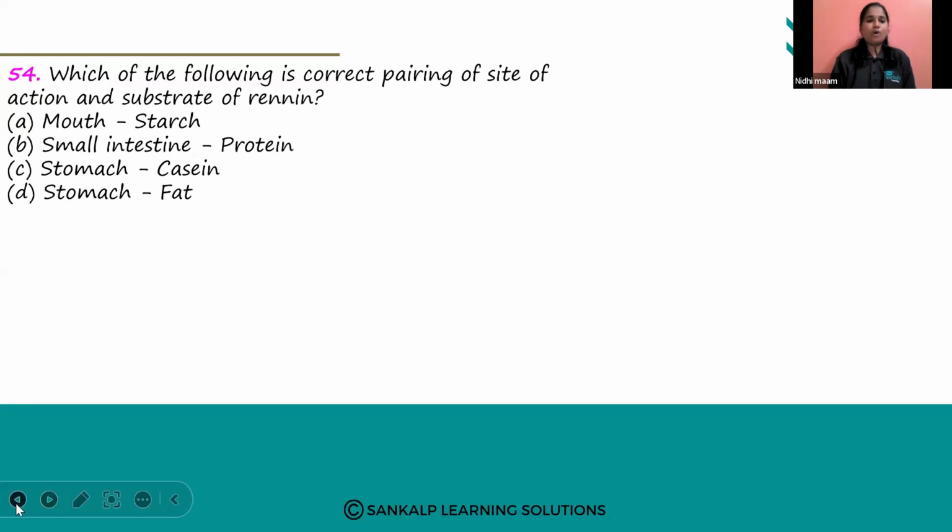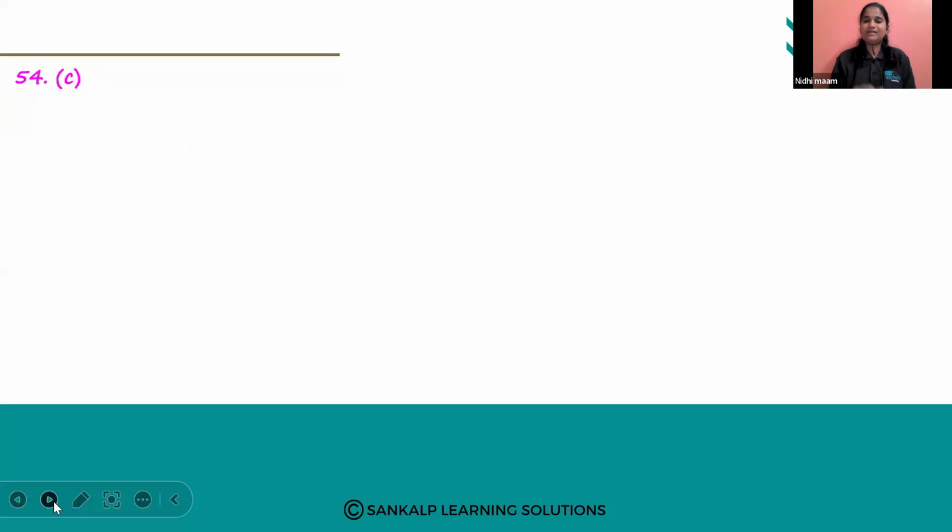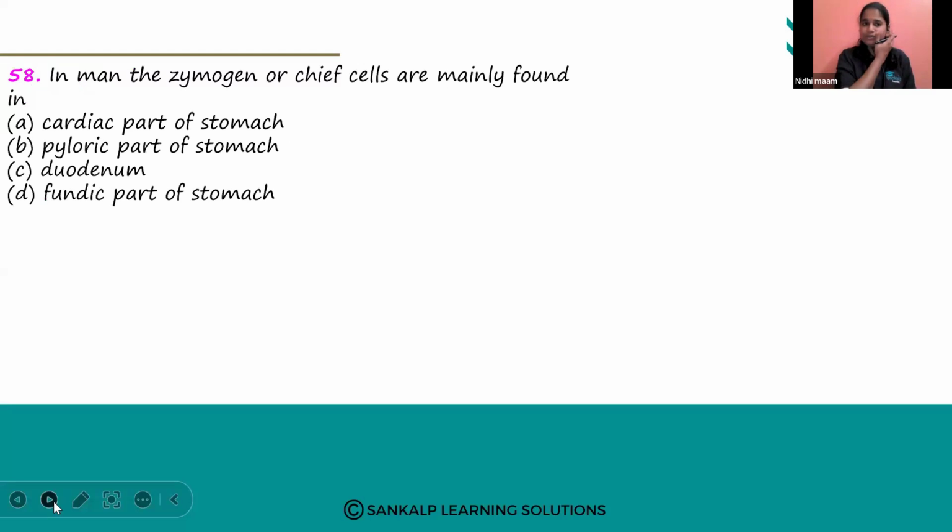The right answer is option number C. Stomach, casein. Renin acts there, and casein breaks down there. Caseinogen will be converted into casein.